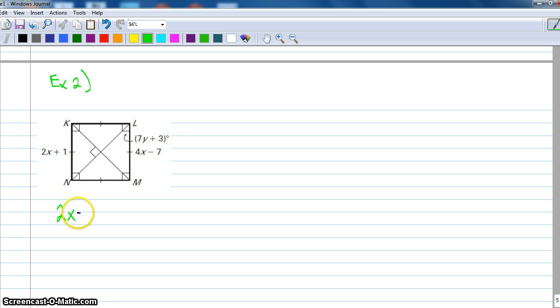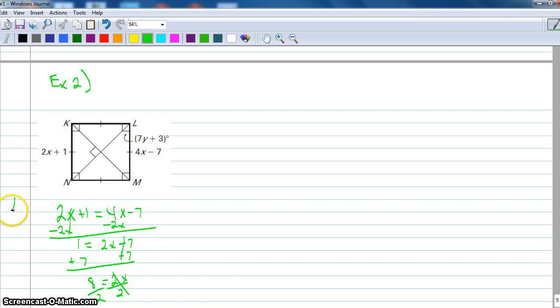So 2x plus 1 equals 4x minus 7. Subtract the smaller of the x's, subtract 2x. Bring the 1 down. 4x minus 2x is 2x, minus 7. What's next? Add 7. 2x equals 1 plus 7, which is 8. Divide by 2. And x is 4. So x is 4.